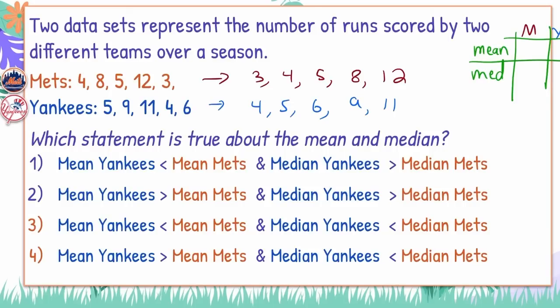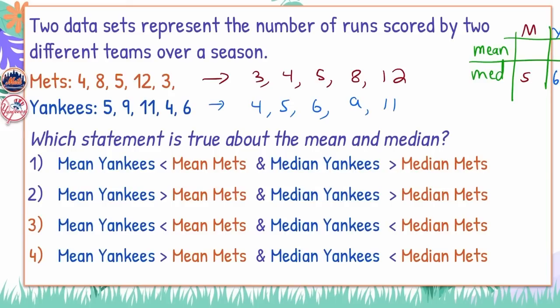Okay. First of all, let's figure out our median. Might be a little bit easier. What is the middle number for the Mets? So the median for the Mets is 5. What is the median of the Yankees? So that one would be 6. Maybe I should color code these. 5, 6.